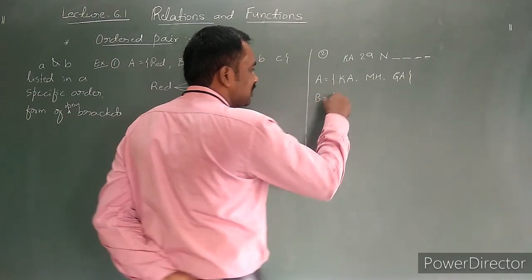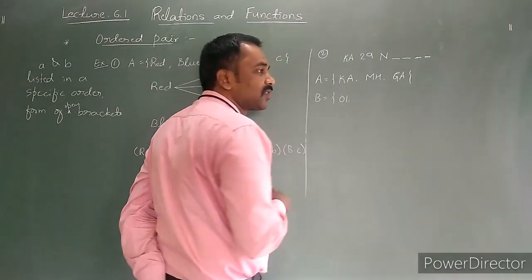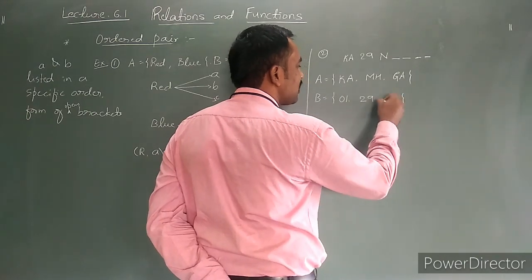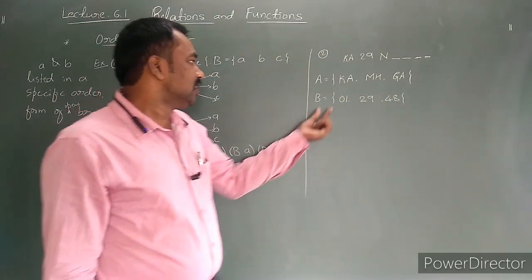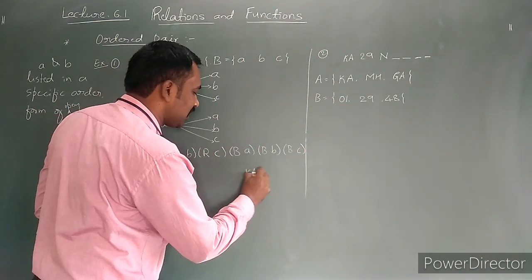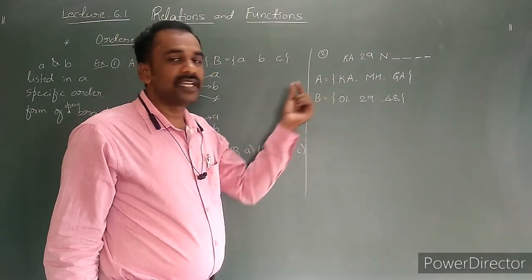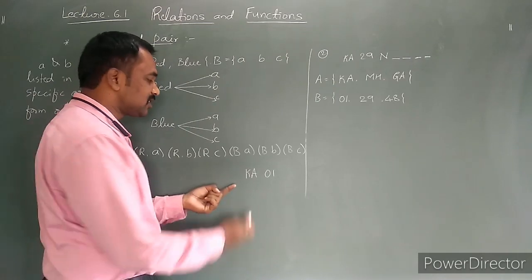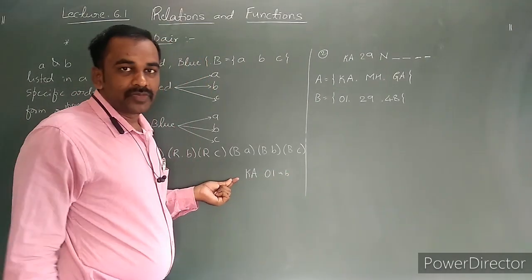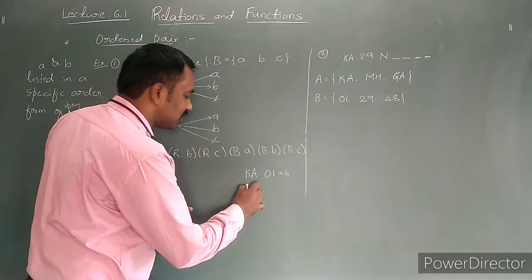Now the set B I just consider. What does the set B consist of? I just take 01 and 29 and 48. These numbers I just take. For example, if you write KA01, where does it come from? Each RTO office has different codes. What are the different codes? KA01 represents the Bangalore Central RTO office.